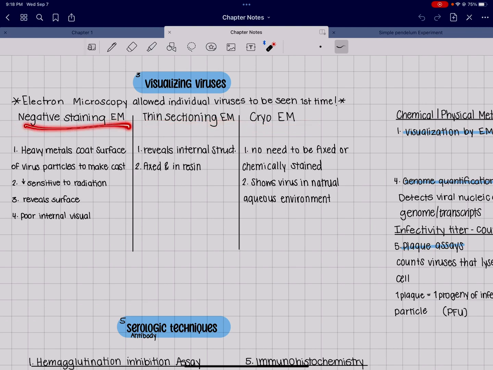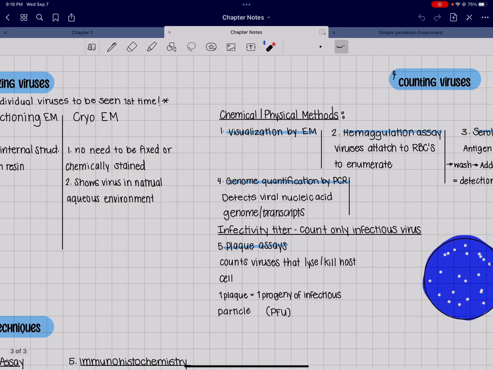Negative staining EM gives a poor internal visual. It reveals the surface by using heavy metal to coat surfaces and make a cast. Thin sectioning reveals internal structures and is fixed and in resin. With cryo-EM, there is no need to be fixed or chemically stained, and it shows viruses in their natural aqueous environment.